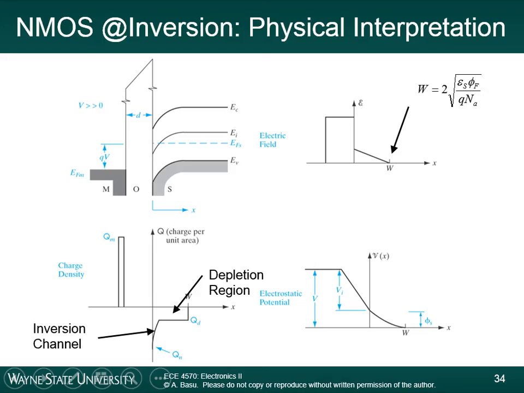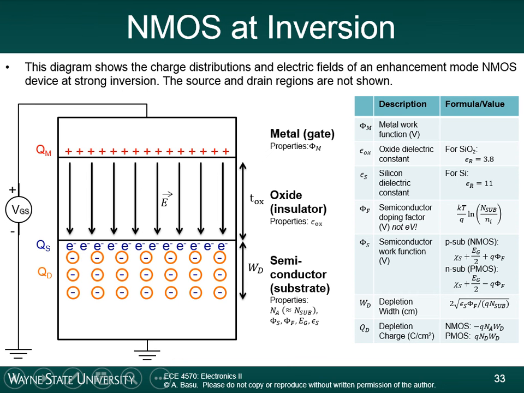So I will expect you to be able to calculate the width of the depletion region, and to also be able to calculate the depletion charge. You have the formulas for that here. You need these things to calculate the threshold voltage. But I could just have a question on there for you to calculate the depletion width and depletion charge, and you should be able to do that.